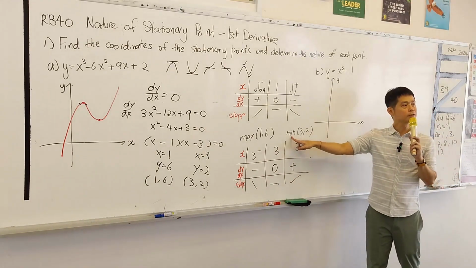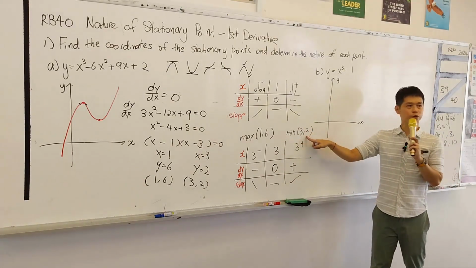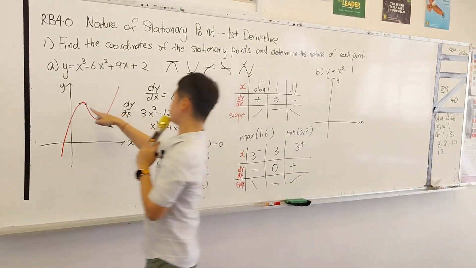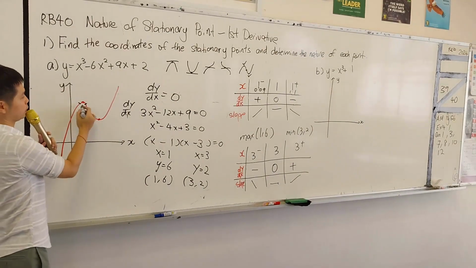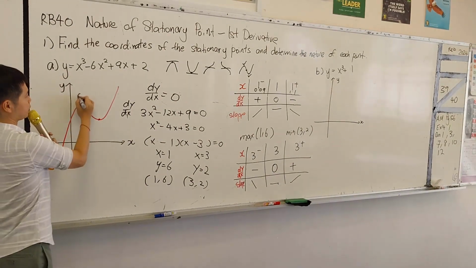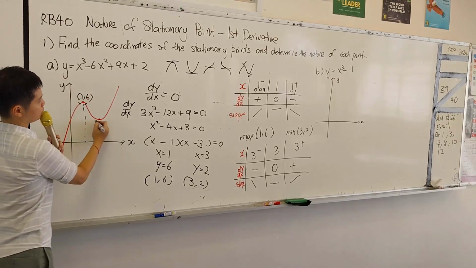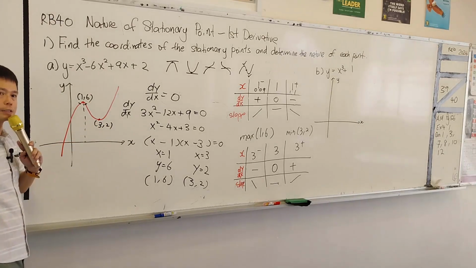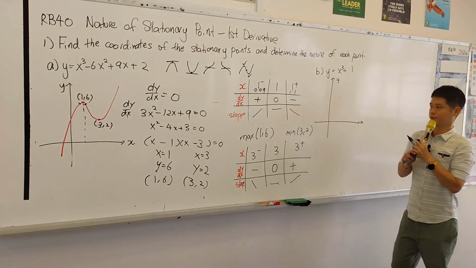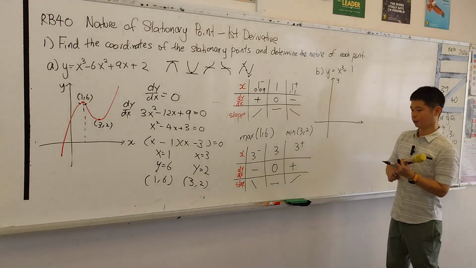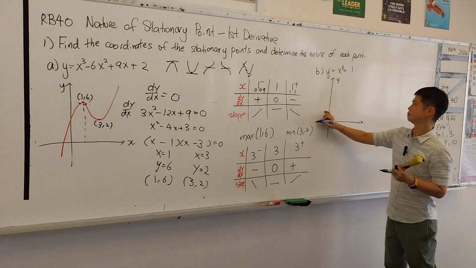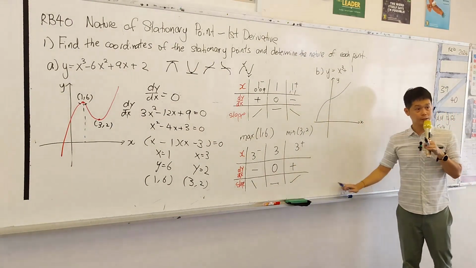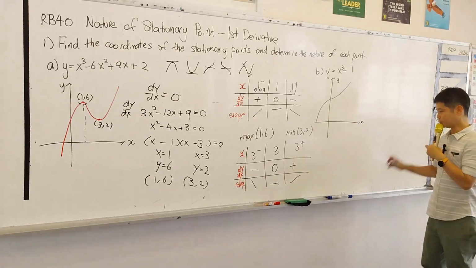So this is the nature of the stationary point, 3, 2. This is the nature of the stationary point, 1, 6. I drew the diagram just for illustration purpose. In the exam, of course, nobody is going to draw this. So this is 1, 6. And then this one is 3, 2. Can you see that this is a maximum point? This is a minimum point? That's how you get it. And for this curve, it will look like that. Okay, this is the curve. I drew it just for illustration purpose again. In the exam, there's no curve.